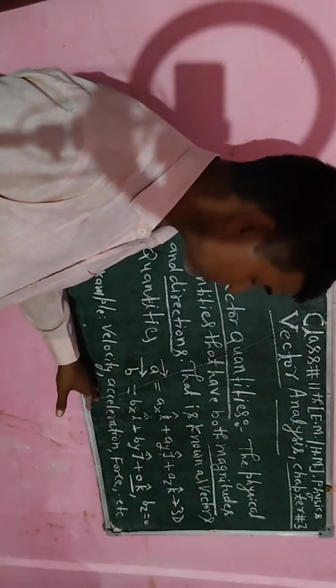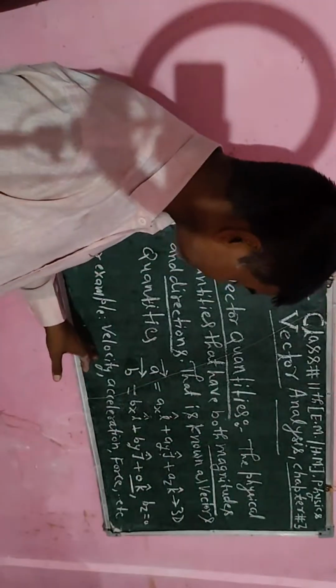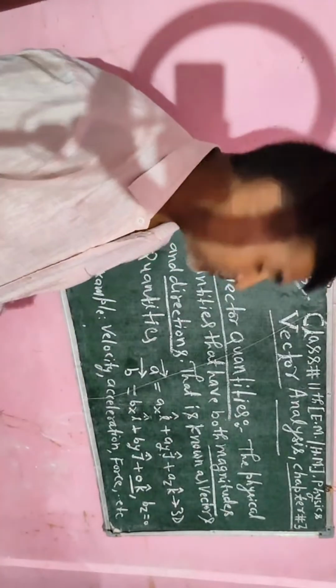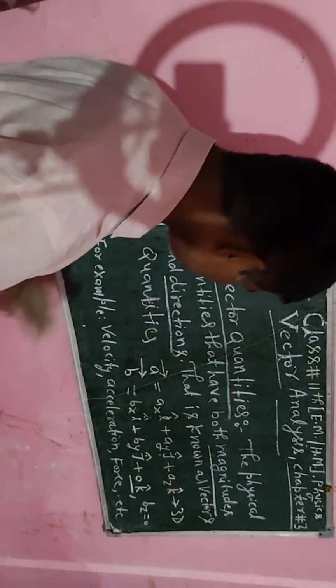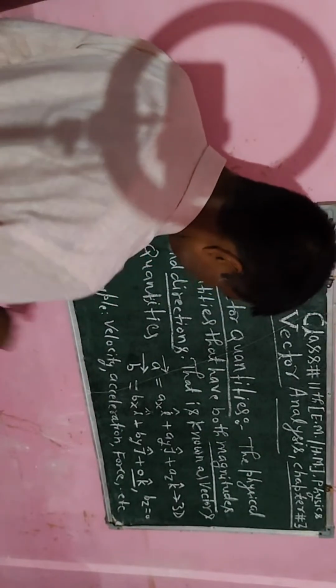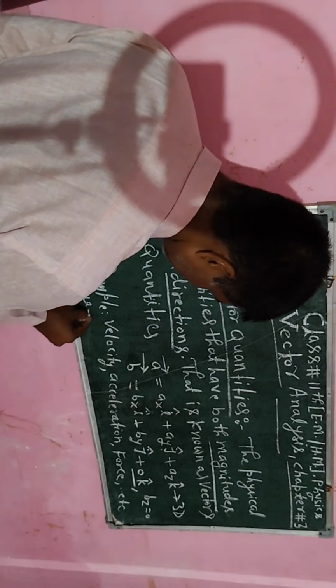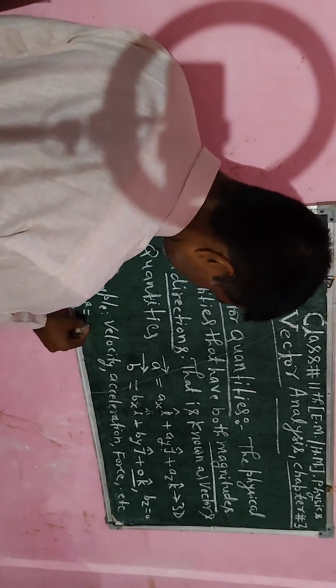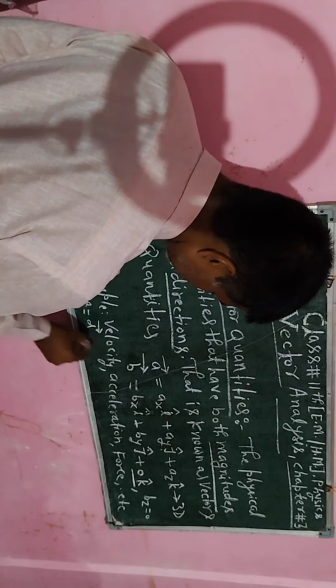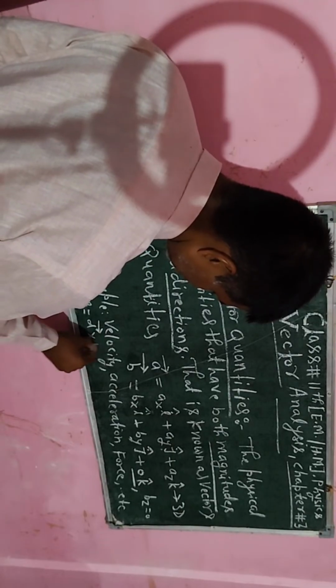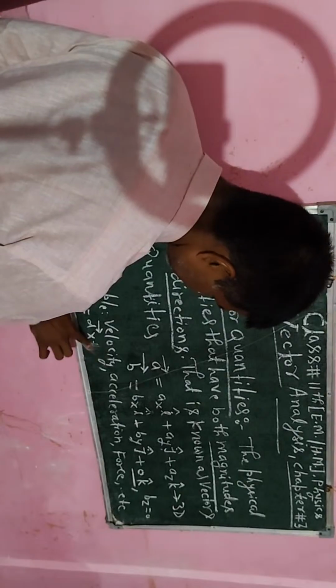With the help of a formula, I can also explain how it is a vector quantity, because velocity is written like this. Velocity v is equal to displacement, because displacement will have direction, divided by time.